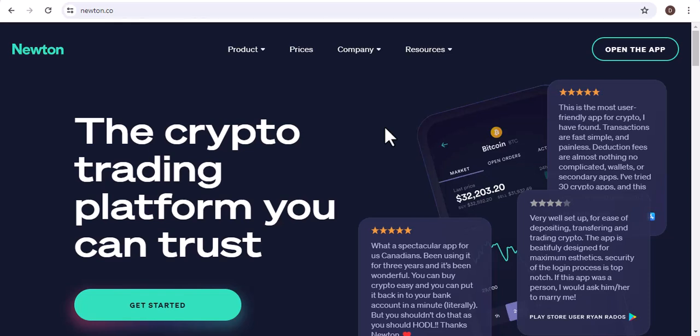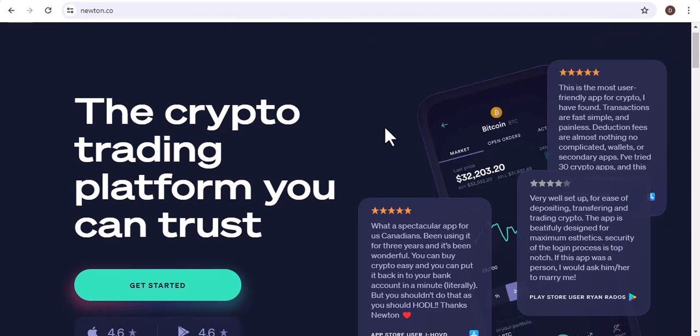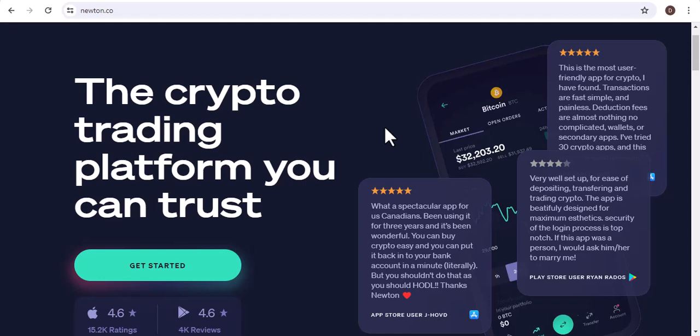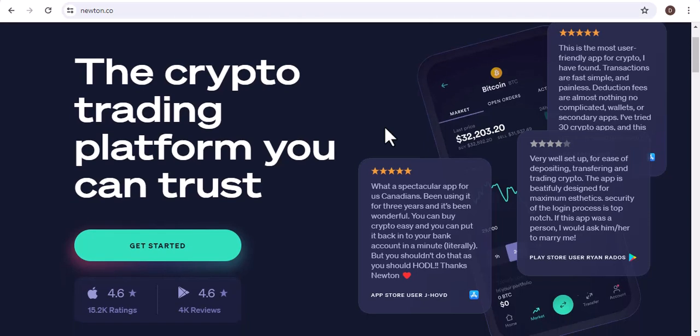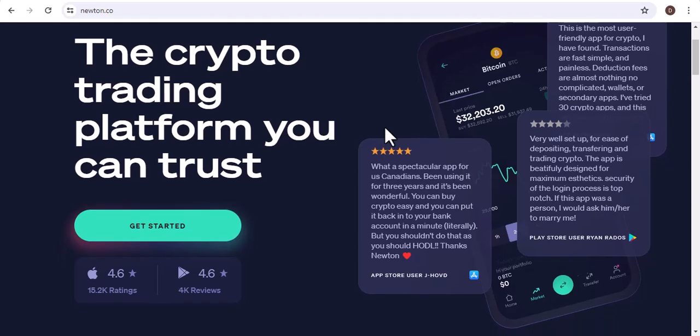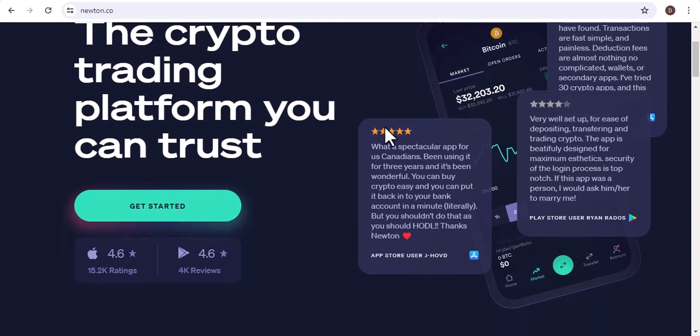Today, I'm going to be talking about how to register for Newton Crypto and how to send BTC from your account. I know that there are a lot of people who are interested in getting started with crypto, but who are unsure about how to do it. So, I'm here to help you out.